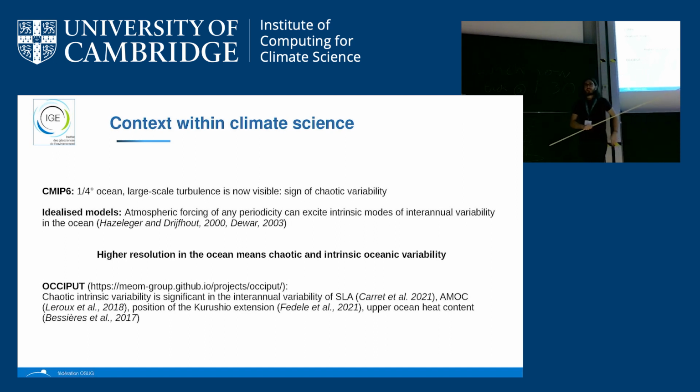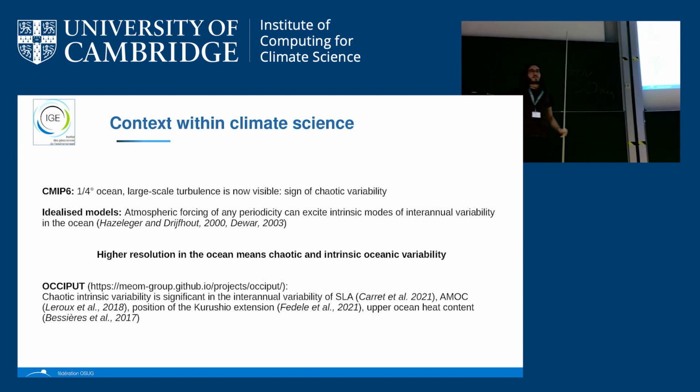We'd like to investigate that and how it can impact oceanic features. This is something that the OCCIPUT project, which I'm part of, has started doing already. Just to give a very brief overview, the impact of chaotic and intrinsic variability has been found to be significant for things like sea level anomaly, the Atlantic meridional overturning circulation, the position of the Gulf Stream extension, the ocean heat content. If you're an oceanographer, all of these mean you'll understand that chaotic variability is significant and important for the ocean.